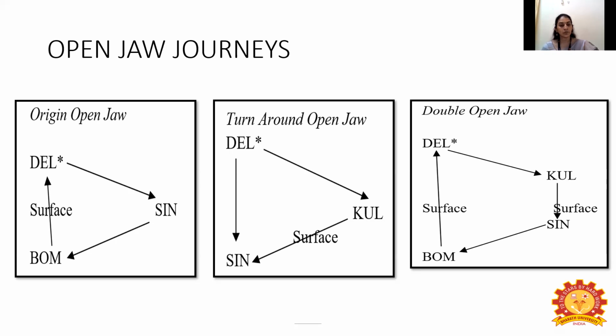What happens? Kuala Lumpur is in Malaysia. Malaysia and Singapore are quite close to each other. So the passenger decides, let me go on a cruise. From Kuala Lumpur, the passenger travels to Singapore through cruise, through boat, through water. Then from Singapore, the passenger comes back to Delhi by flight. That is turnaround. So any surface travel which happens in the middle of the travel is called turnaround. Whereas double open jaw is nothing but a combination of both origin open jaw and turnaround open jaw. So the surface travel will be on both. Okay. So these are the classifications of journeys.